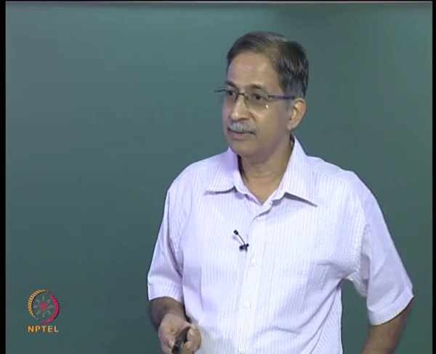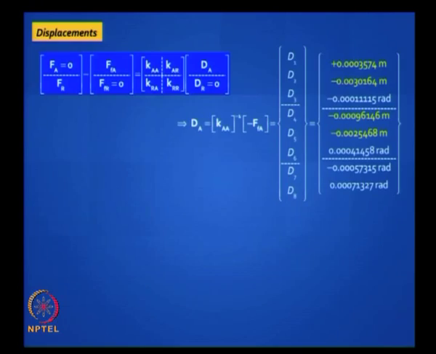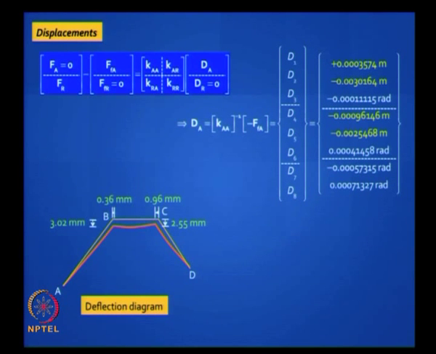Okay, so we use these equations, right? You solve the equations, the Ka matrix you've already got, and you look at the answers. If you plot them, it's going to look like this. Okay, B is going to go down by 3 mm, C is going to go down by 2.55 mm, and BC is going to shrink, move inwards. B goes to the right by 0.36 mm, C goes to the left by 0.96 mm.